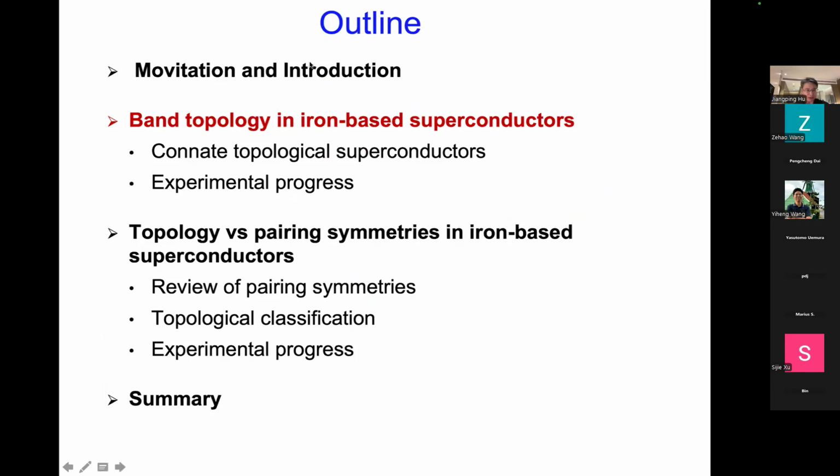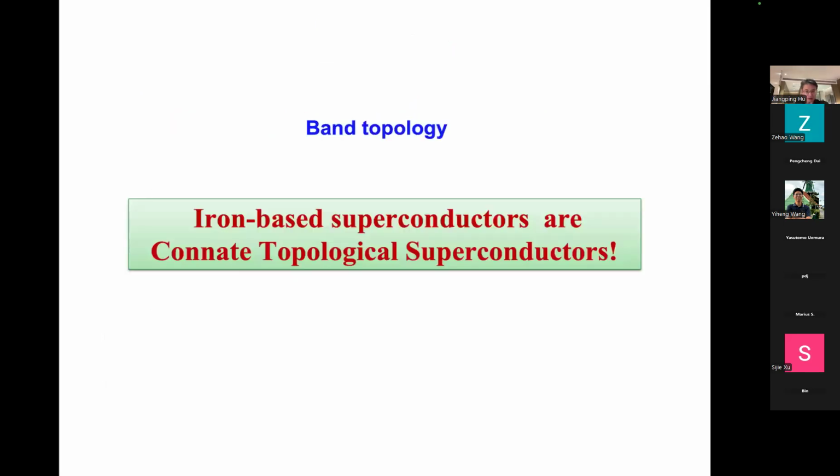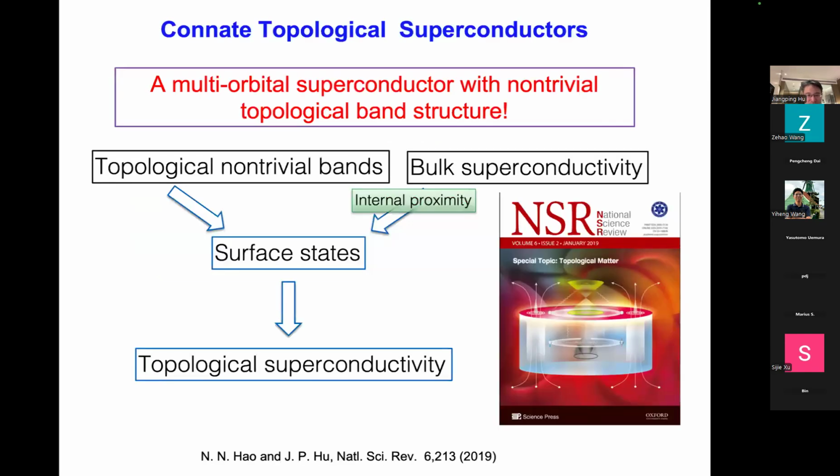So first, let me talk about the band topology in iron-based superconductors. The statement here is quite simple. I will call the iron-based superconductor a connate topological superconductor. This name was actually created by myself, and now lots of people use it. So what does connate topological superconductor mean?